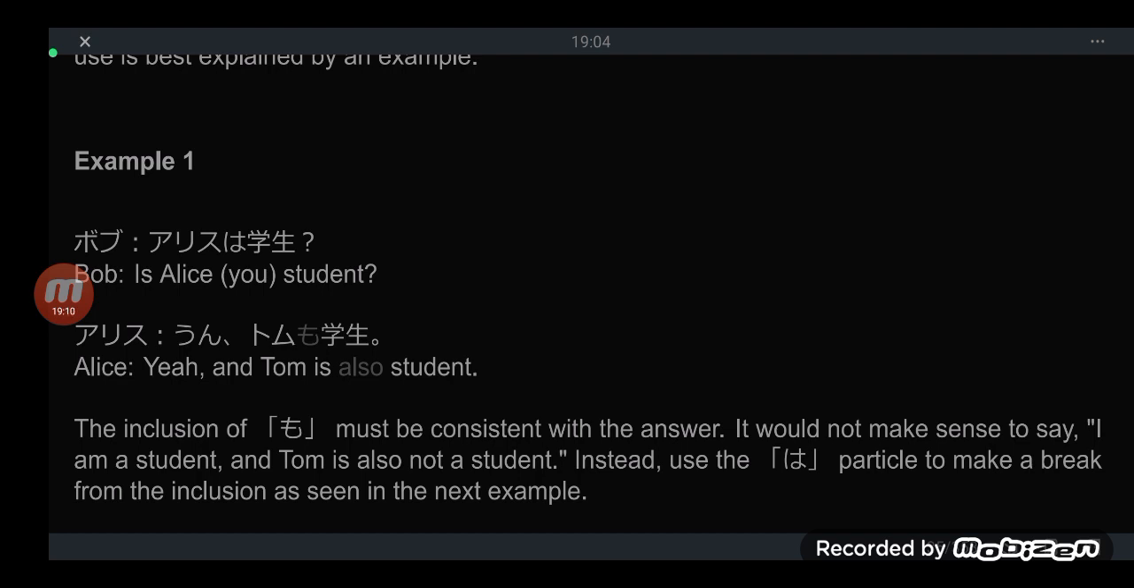So we go back to the above mentioned sentence. Alice wa gakusei. It's just an affirmative question, but he probably knows and just wants an affirmative confirmation that Alice is a student. Alice wa gakusei. And then Alice replied, Tom mo gakusei, meaning please include also Tom as being a student. Tom is also a gakusei, or is also a student. Tom mo gakusei.